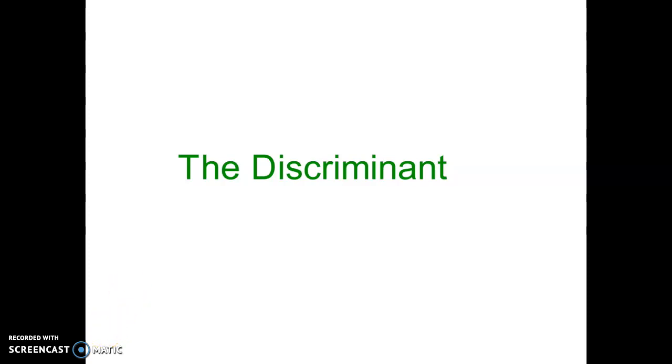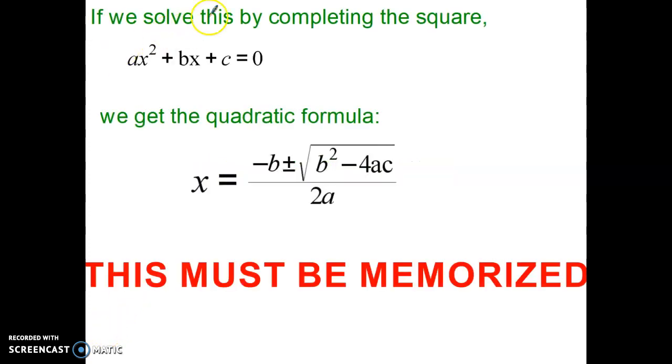If you remember from Algebra 1 and Algebra 2, if you take a quadratic that is written in standard form, ax squared plus bx plus c, just putting those variables in there as the coefficients, and I solve this for x using the completing the square process, I get this formula. This is the quadratic formula. The quadratic formula absolutely must be memorized. You've already done this in Algebra 1 and Algebra 2.